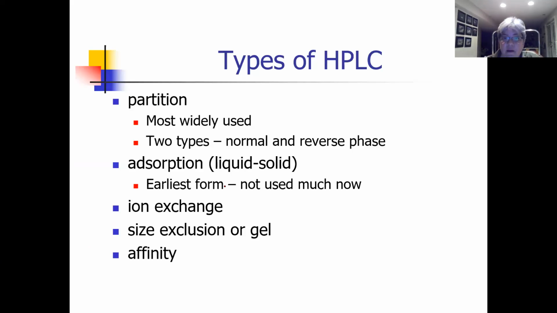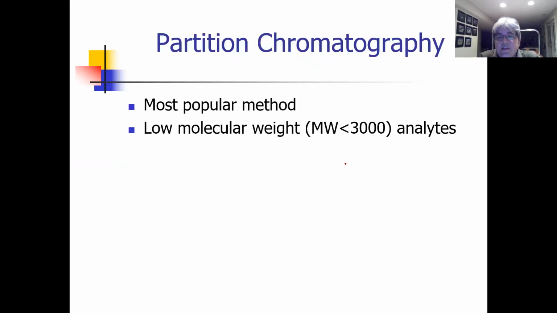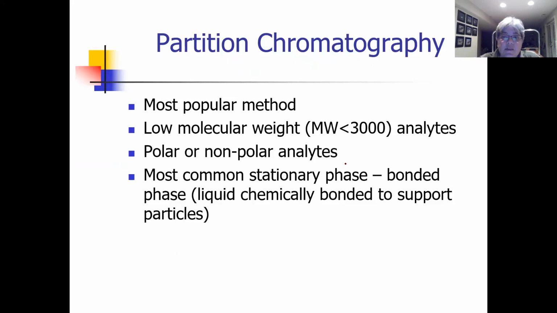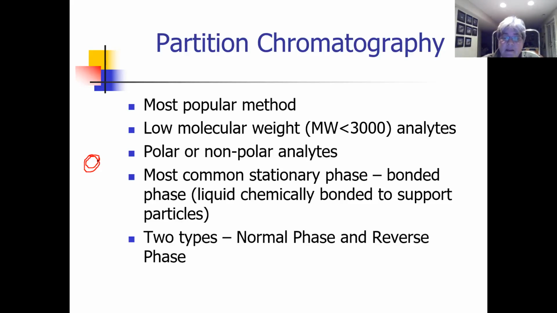And it has 2 types, what we'll call normal and reverse phase. So this partition is good for low molecular weight analytes, okay, fairly small molecules that have molecular weights less than 3,000. It can be polar or nonpolar. It works for both. Usually the stationary phase will be a liquid that is on a solid support. So again, we'll have these small particles, and then the stationary phase will be a liquid that's chemically bonded onto that particle. And as I said, there's 2 kinds, normal and reverse.